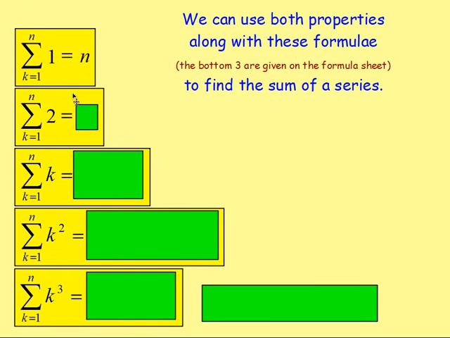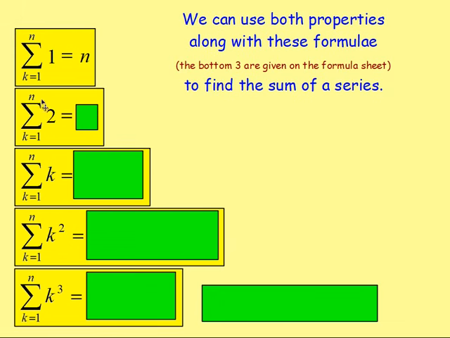If you change the number slightly though, let's say you've got the sum of 2 going from k equals 1 all the way up to 3, that would mean 2, add 2, add 2. You'd have it 3 times. And the value of that would be 6.